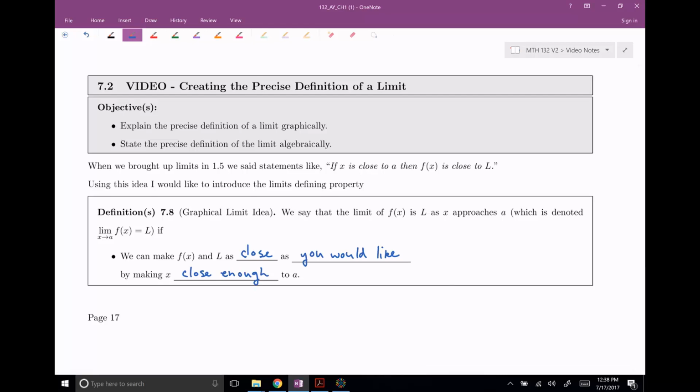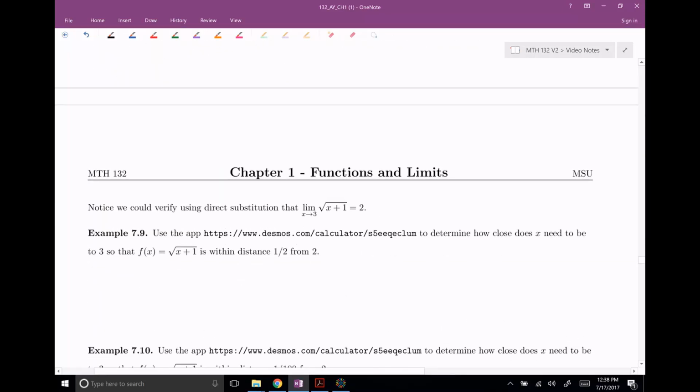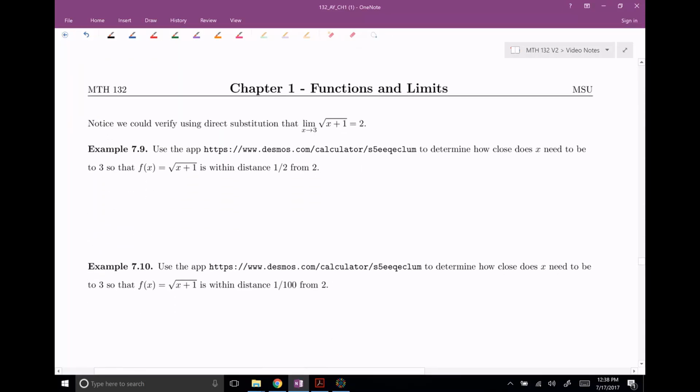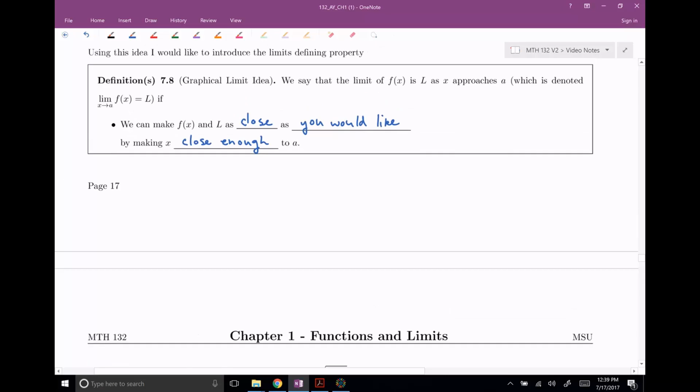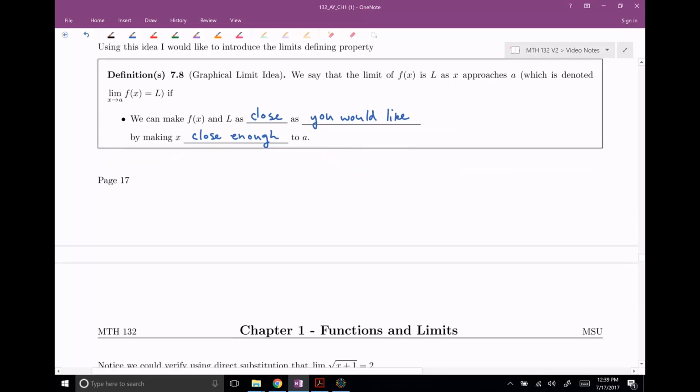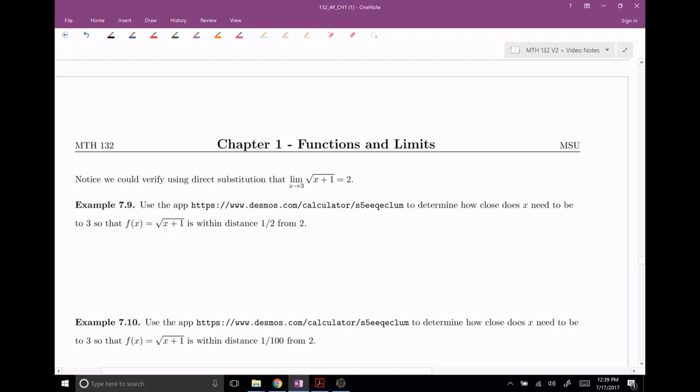Okay, let's use this to solve some examples where we actually get a graph, right? This first one, we could verify using direct substitution that the limit as x goes to 3 for this function, the square root of x plus 1, right? Basically, if you were to just plug in 3 everywhere you saw an x, you'd have 4. Square root of 4 is 2. So as we would probably guess using our intuition, this limit should equal 2. All right, I would like to use this app and try to verify that this definition kind of makes sense, right? So I would like to use this app to determine how close does x need to be to 3 so that our f of x is within distance 1/2 from 2.